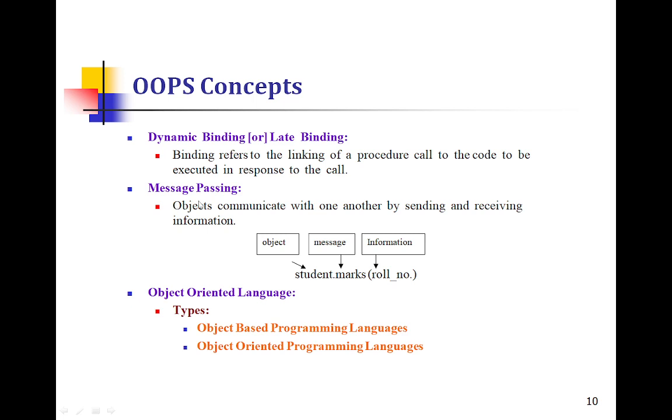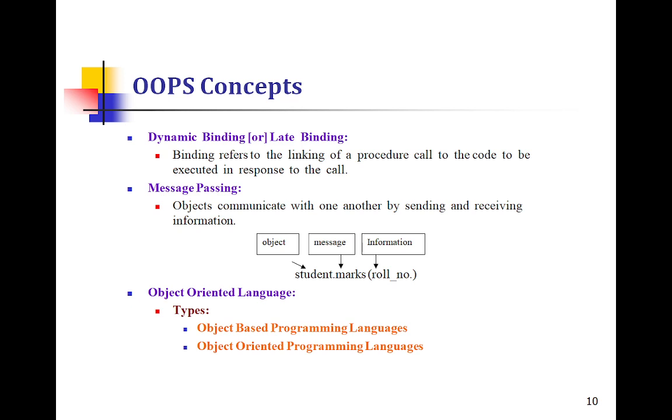So message passing means that an object can communicate with another object by means of sending messages. Here you can see that student is an object, dot marks of roll number. So it means that we are calling that particular function, and marks is a message. Okay, objects can communicate with one another by means of messages.